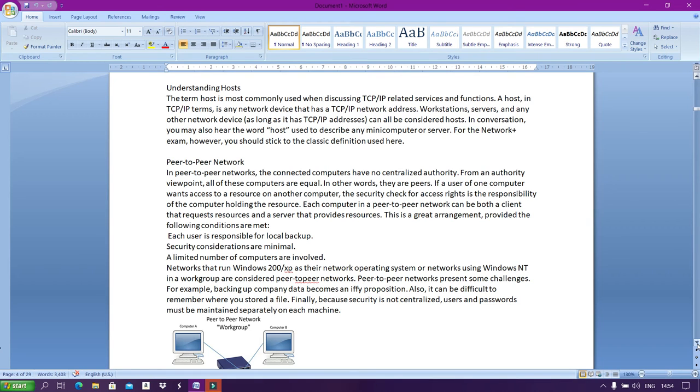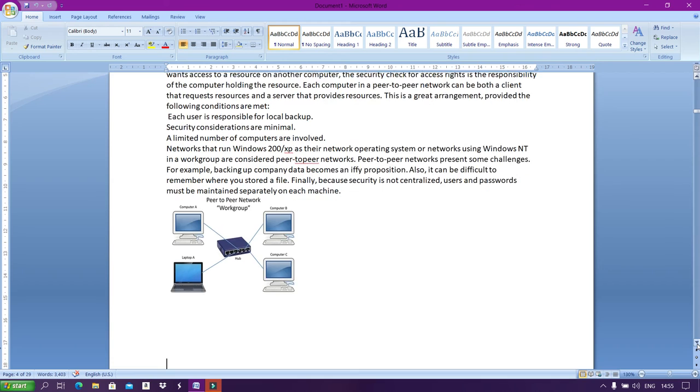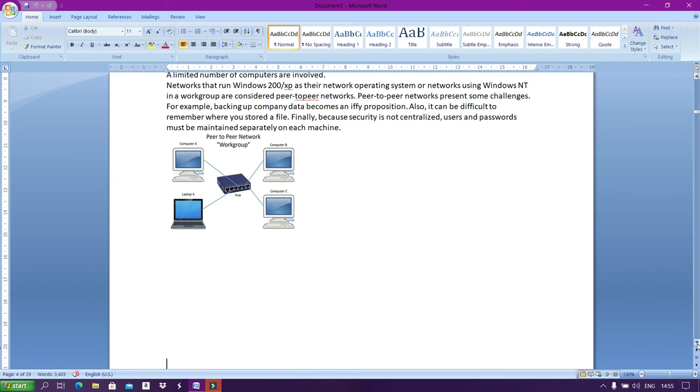Peer-to-peer networks present some challenges. For example, backing up company data becomes an iffy proposition. Also, it can be difficult to remember where you store the file. Finally, because security is not centralized, users and passwords must be maintained separately on each machine. So this is just a picture of a peer-to-peer network using a hub, or this can also be a switch. It consists of three workstations and a laptop.